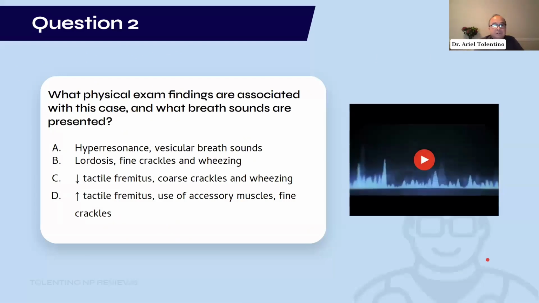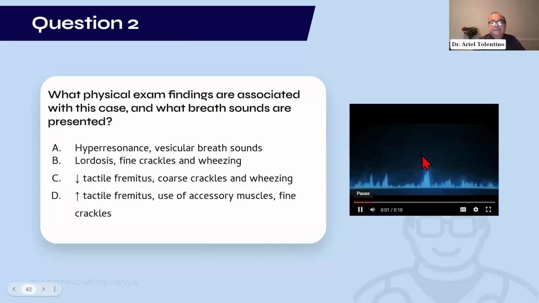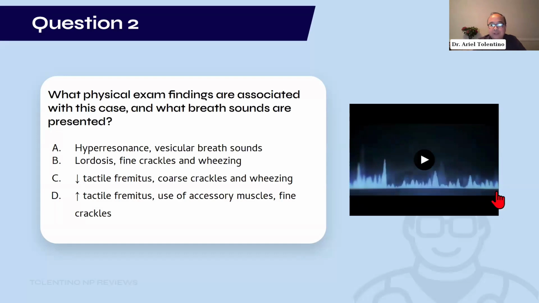Let's go to the second question. What physical exam findings are associated with this case and what breath sounds are presented? So let's first review or play the breath sounds, the auscultatory findings. Take note of the prominent breath sounds, and there could be background sounds that will contribute to a good evaluation of your auscultatory findings.